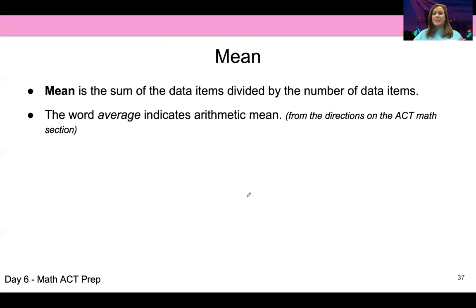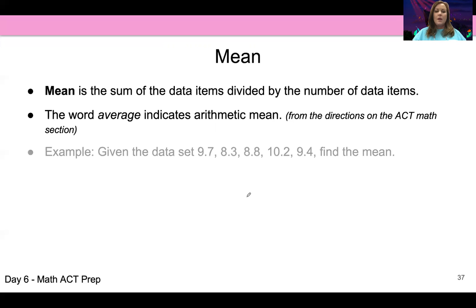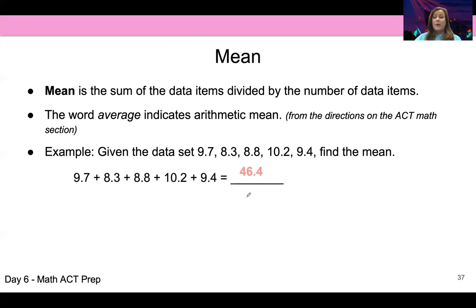And so what you do is if you have 5 test scores, you add all 5 together and divide by 5 since you have 5 test scores. Here is the data set. There's 5 different numbers, so we're going to divide by 5. We just add all 5 of those together. We get 46.4. Now we divide 46.4 by 5 and gives us an average of 9.28. This is definitely one where a calculator comes in handy because I can add all these numbers together by hand, but I'm going to be faster with a calculator.